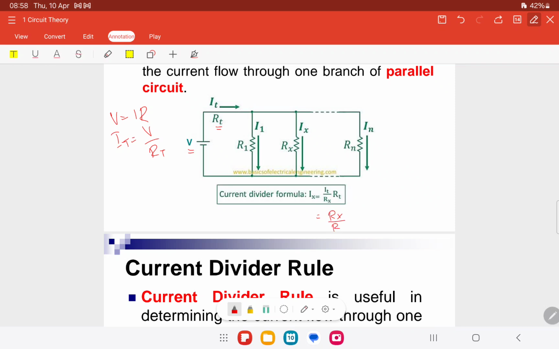It is inverted compared to the voltage divider. Here we take R total on top, over RX, multiplied with I total. So this is the current divider formula. If we want the current at the resistor RX in the middle, it is R total over RX multiplied with I total. We must get I total first.